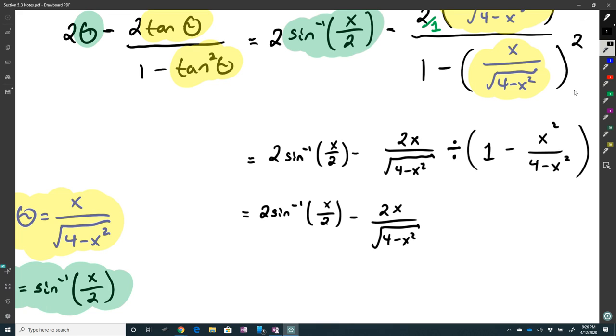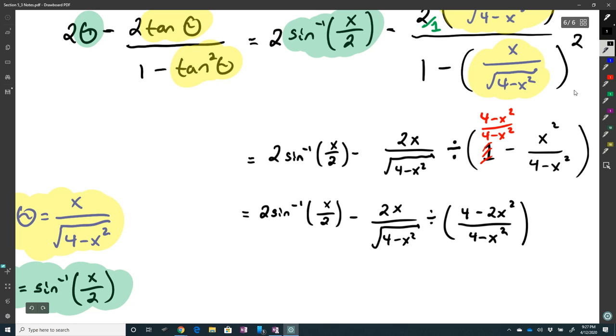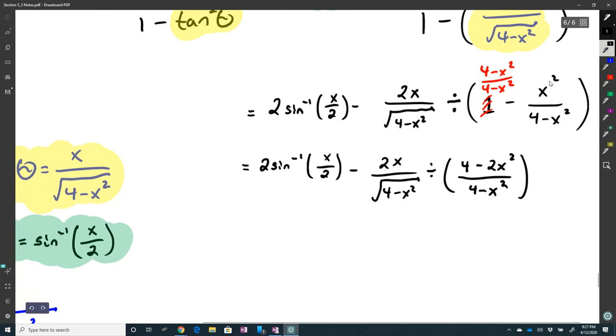So if I rewrite this 1, I'm going to temporarily erase it. If I write this as 4 minus x squared over 4 minus x squared, notice that's the same thing as 1. And you get 4 minus x squared minus x squared. So this becomes 4 minus 2x squared over 4 minus x squared. Those don't cancel. All right. Almost done.